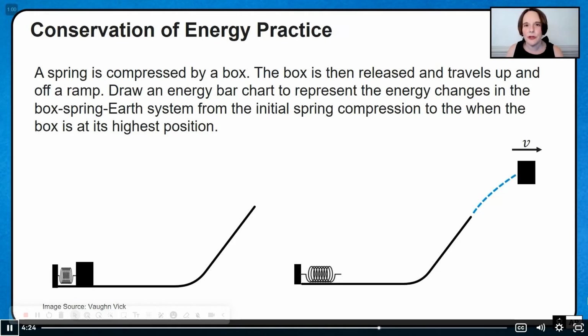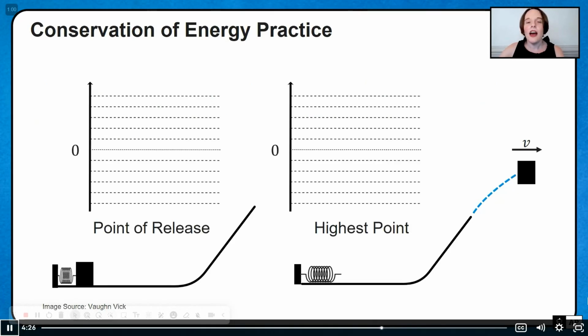Then we want to look at our bar chart. So hopefully you said that since there's a spring present, we use spring potential energy. And then at the end, we have height and we're moving. And so that means we've got kinetic energy and we've got gravitational potential energy. So remember, we've got conservation of energy. That ramp is frictionless, so no non-conservative forces. So the amount of energy before has to equal the amount of energy after.